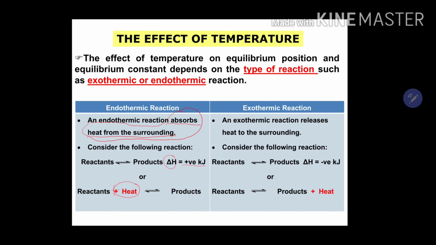Okay, now look at the exothermic reaction. Exothermic reaction will release heat to the surrounding. So if we have a reversible reaction between reactant and products, the change of enthalpy, delta H, is a negative value. Or we can put heat beside product, because in exothermic reaction, the product is formed when the heat is released to the surrounding.